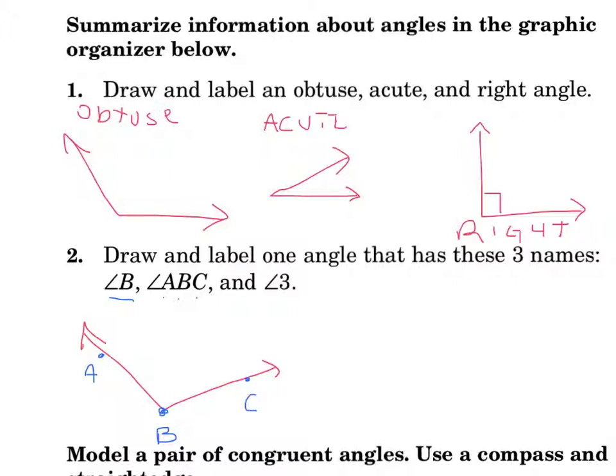Now, just like a line, because sometimes it gets a little confusing on what angle we want to talk about, ABC, ABD, and so on and so forth, what we can do is just call this angle 3.